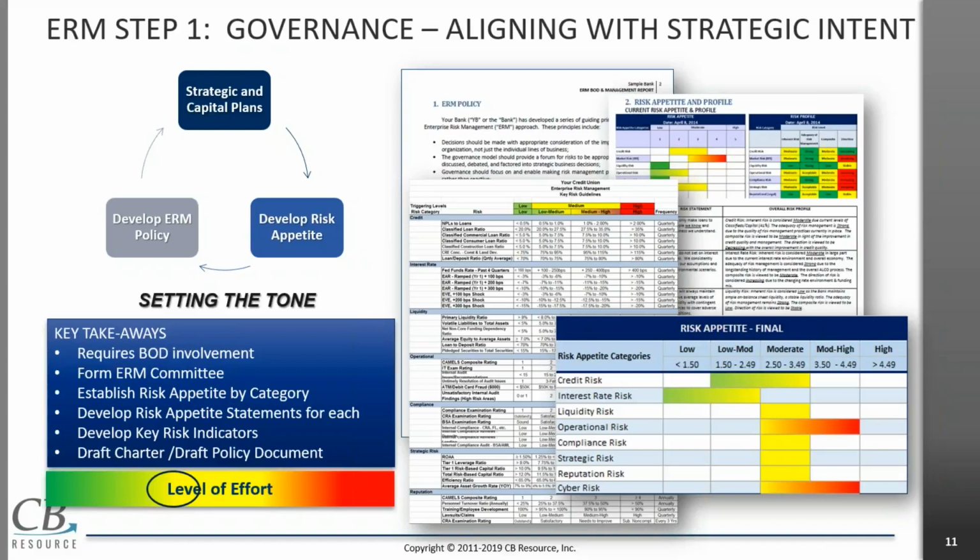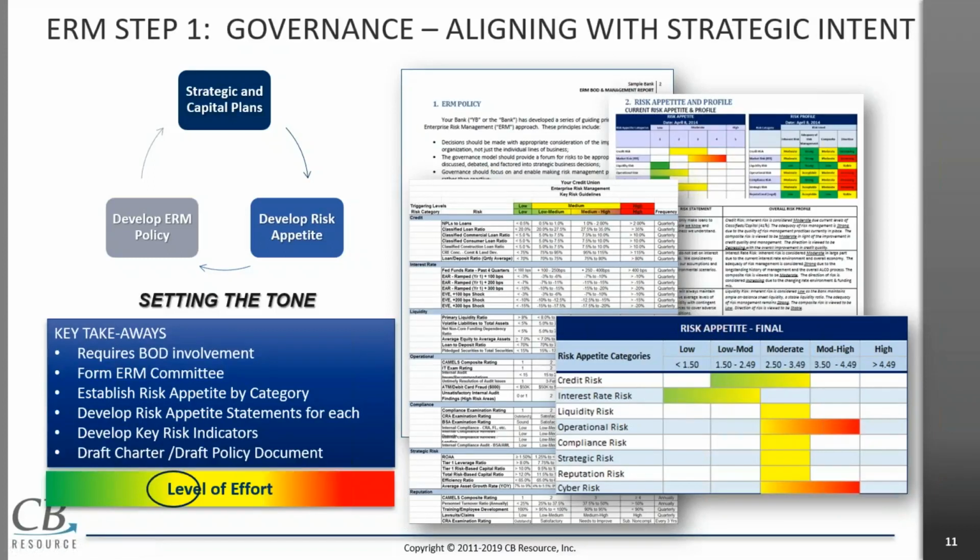We tend to look at establishing risk appetite by risk category. You can have an overall risk appetite statement for your bank, but your risk appetite can be different based on different areas of risk, right? And it should define those. So in this example, we've got credit risk, interest rate risk, liquidity risk, operational compliance, strategic, reputation, cyber. You could be looking at trust, insurance, mortgage. If you have a platform or a payment system, it could be payment systems. But we tend to look at risk appetite from where the risk resides, right? And what are we willing to do in that area?